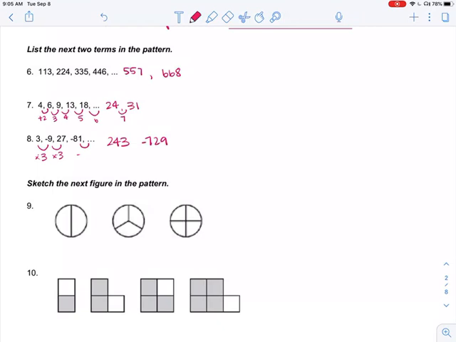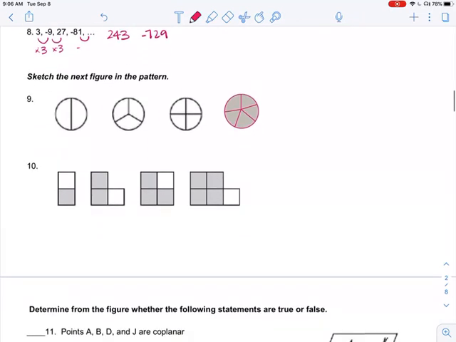Sketch the next pattern, the next figure in the pattern. So I've got 2 pieces, 3 pieces, 4 pieces. Just do the best that you can. And we're going to have here 5 pieces. So let's see, 2, 3, 4, 5, close enough. It doesn't have to be perfect. I know what you're going for here.